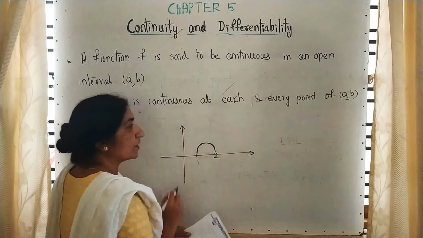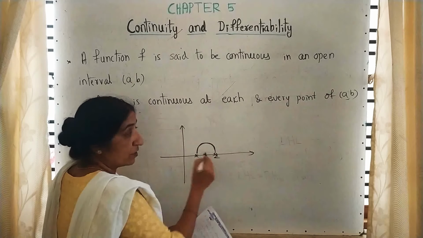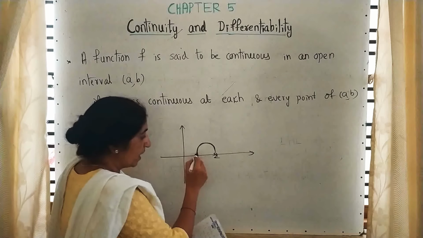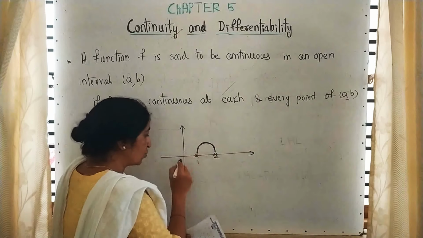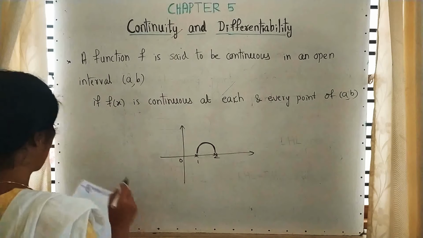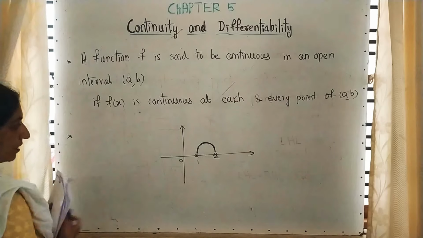2 points, in between these 2 points, not these end points. You know that already. Open means we are not taking the end points. It should be continuous in between these 2 points. So that we are calling it as it is continuous in an open interval. Next important point.